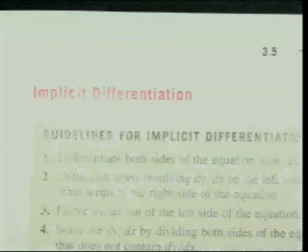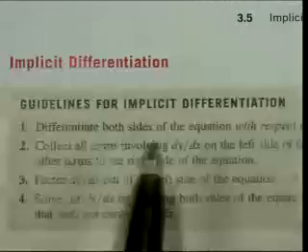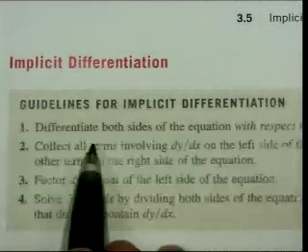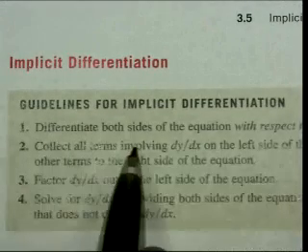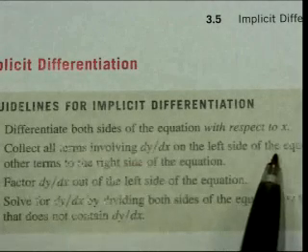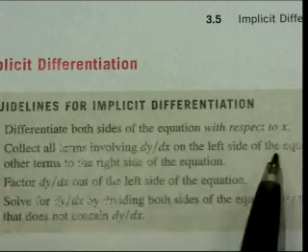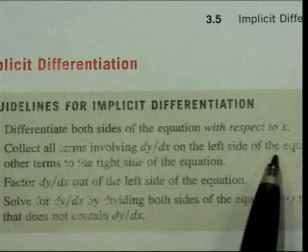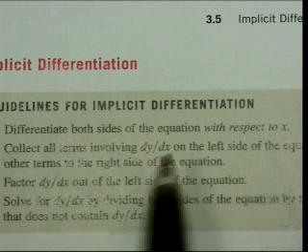Now, here's some good steps to go by, and then we're ready to do our examples. To differentiate implicitly, you take the derivative of both sides with respect to x, and that means any term with a y in it is going to have a y prime as part of that term. Then you just solve for y prime.